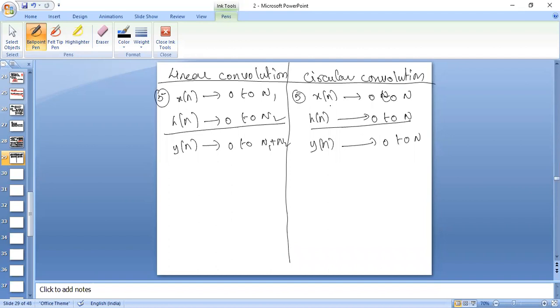And if x of n is 0 to 10 only, h of n is 0 to 3 only, we should extend h of n to 0 to 10 by adding some zeros at the end of the short sequence, right?